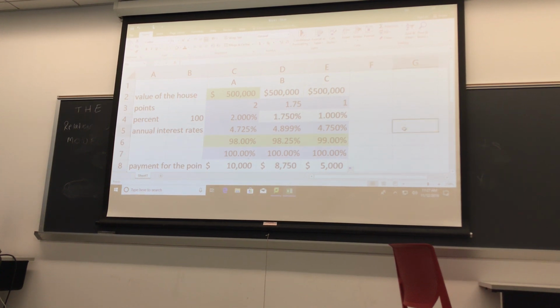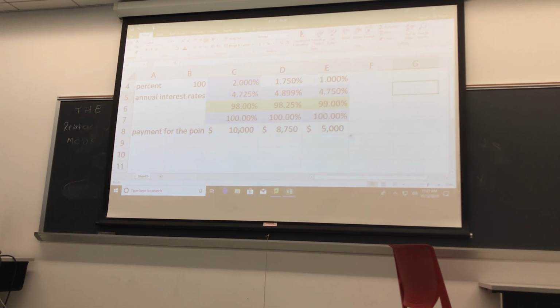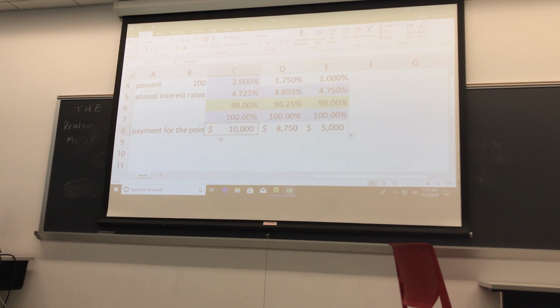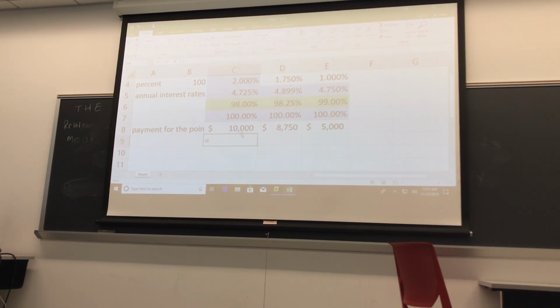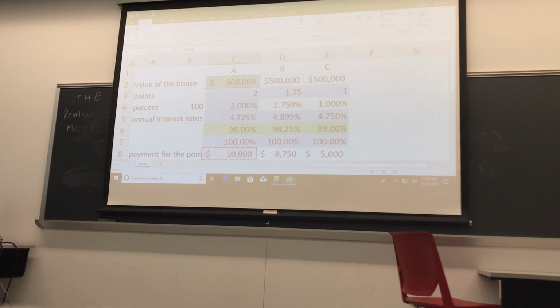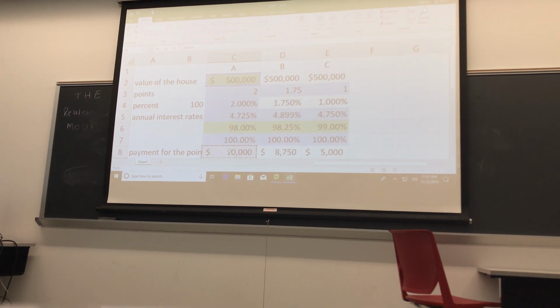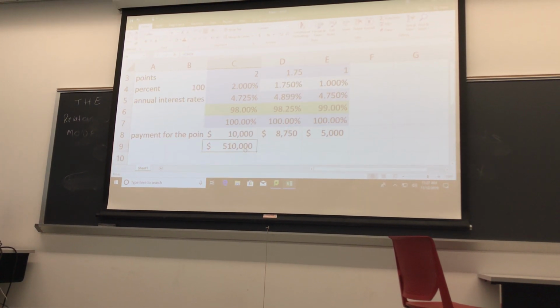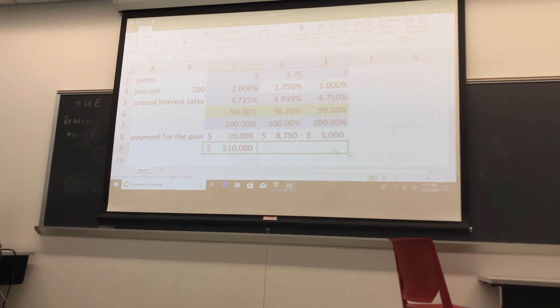So what do you know? You know how much they charge you for the bank. You need to find out how much is the total loan. The total loan is how much is the house, plus how much is going to be charged to you for the points. This is your total loan as an addition.